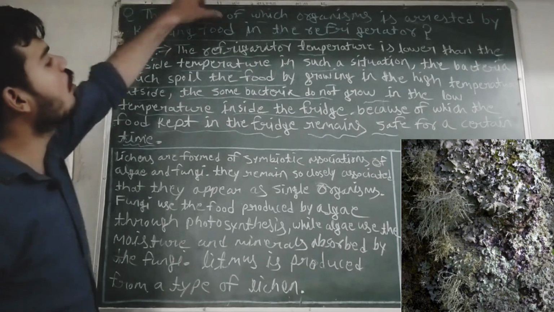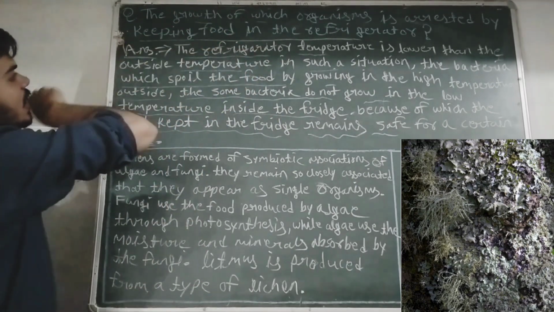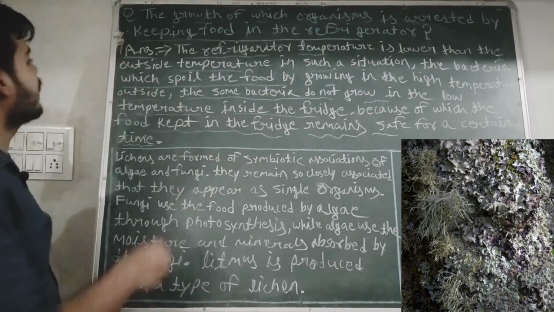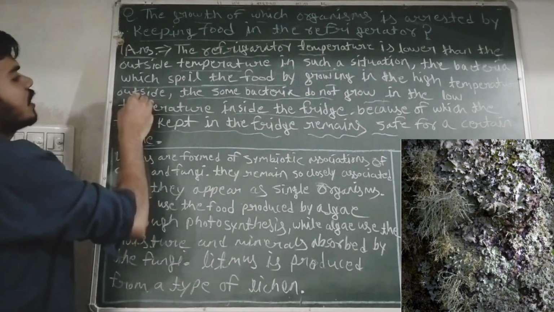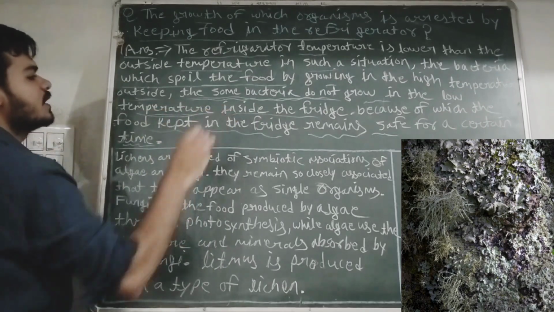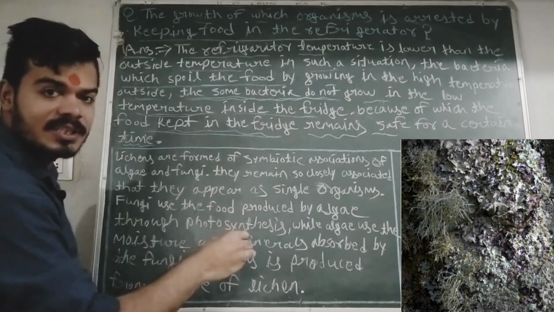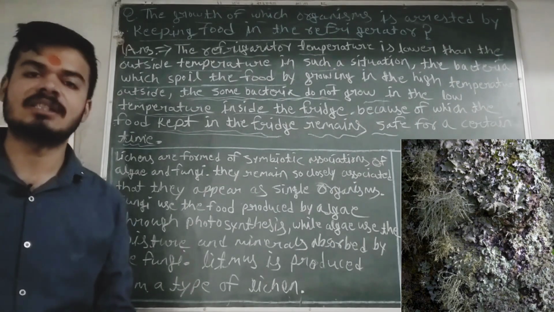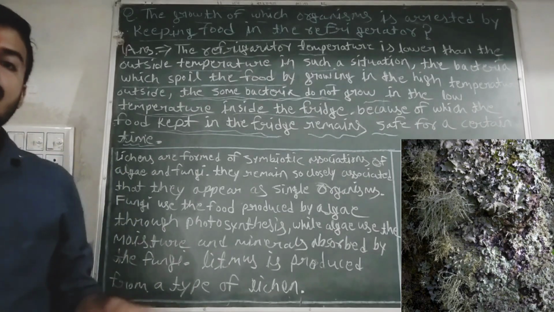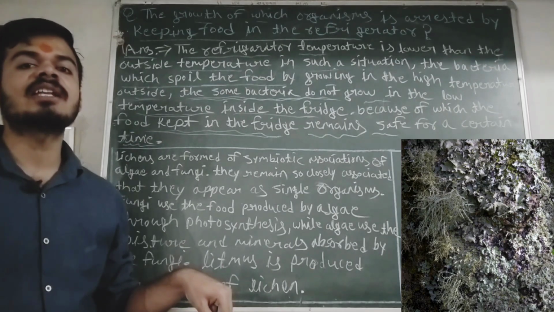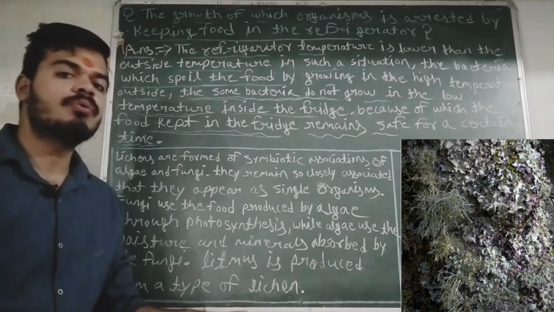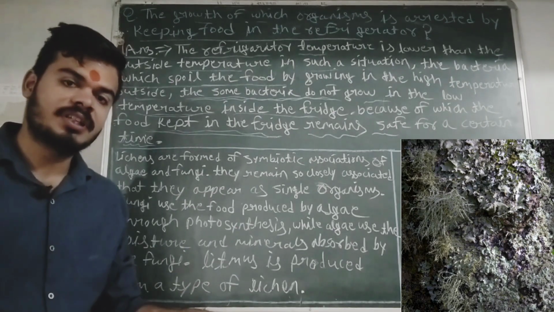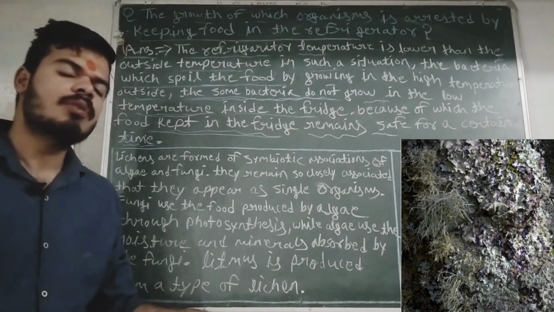Okay, so the question is, the growth of which organism is arrested by keeping food in the refrigerator? The answer is, the refrigerator temperature is lower than the outside temperature. The bacteria which spoil the food grow in the high temperature outside, so some bacteria do not grow in the low temperature inside the fridge, because of which food kept in the fridge remains safe for a certain time. Why do bacteria not affect the food inside the fridge? Bacteria grow in normal temperature, which is higher than the fridge temperature, and when we put the food in the fridge, the temperature is lower than outside, so bacteria cannot grow inside the fridge. So for a certain time our food is safe.